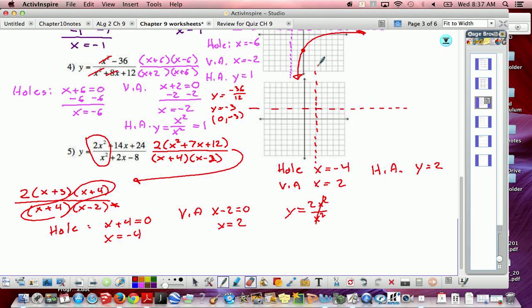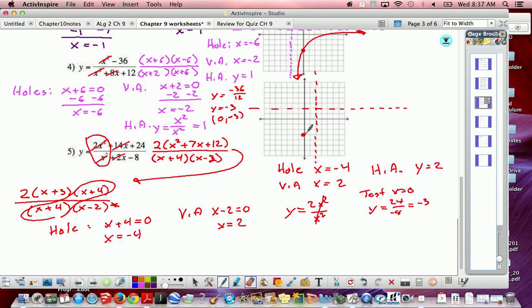I'm going to have a hole at -4, but what I want to do again is I'm going to test it when x equals 0 to find a point. Remember what happens here, crosses out, crosses out, crosses out, crosses out. So y actually equals 24 over -8, which is -3. So when x is 0, y is -3.